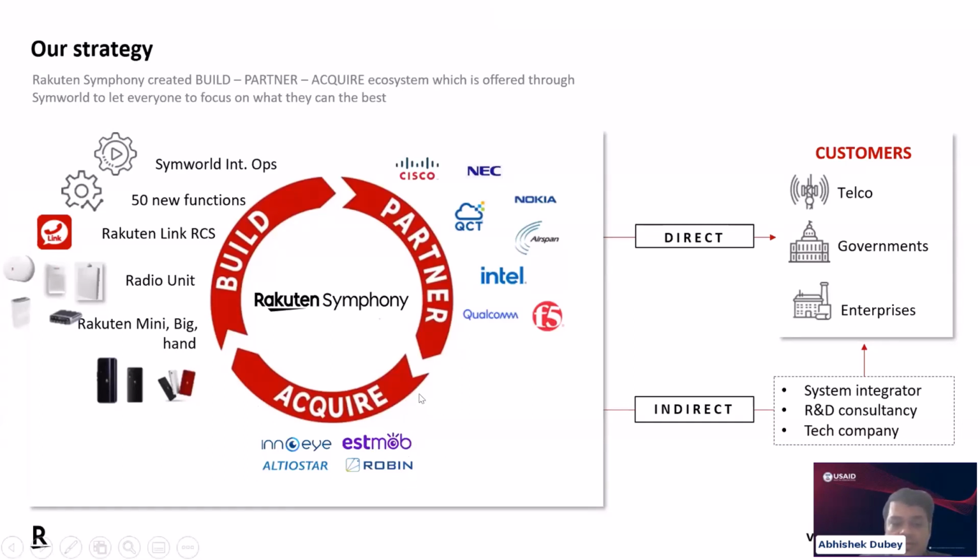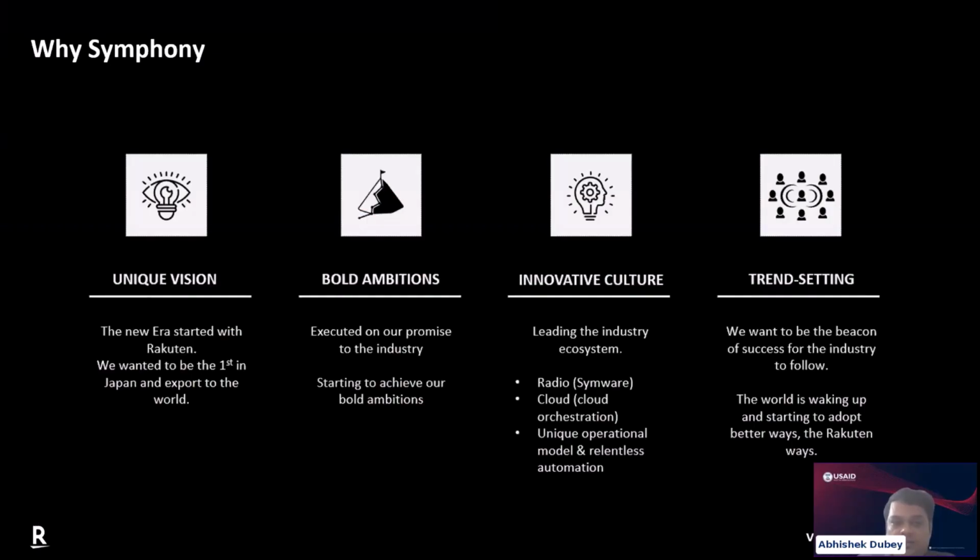Together we have made one portfolio which has the ORAN cloud platform, the OSS and BSS platform, and the internet services. You can see we have partnered with multiple vendors like Cisco, NEC, Quanta, Nokia, Spang, Intel, Qualcomm, F5. Why Symphony?